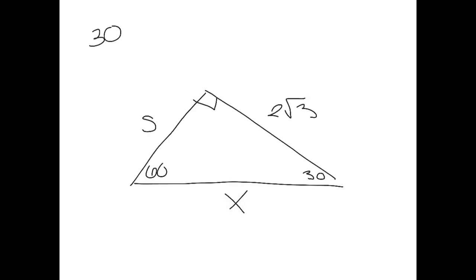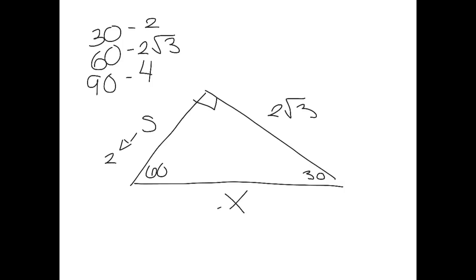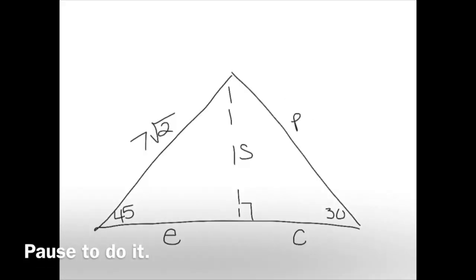Again, let's write down everything we know. So 2 radical 3 is across from 60. And since you know that 60 is x radical 3, and x would be across from 30, that would make it 2. And 2x is across from 90, so that would be 4. S would be 2, and x would be 4.